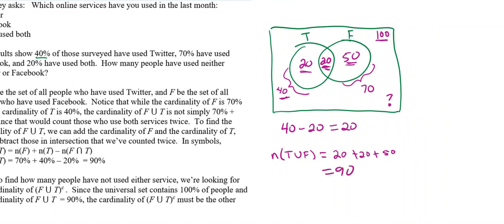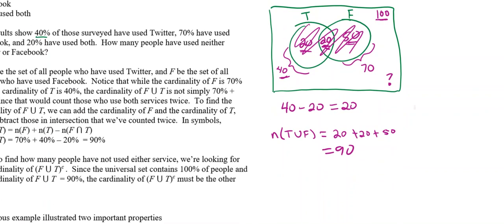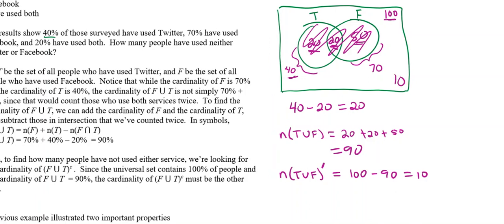Okay, so why is that helpful? Because we're looking for everything but that, right? So if that's what the union is, we're looking for everything but that. So lastly, we can say the number of elements in T union F prime, right? Because that's all that means. It means everything not in T union F is going to be equal to our universal set of 100 minus our union, so 90. So that's just going to be 10. Okay, so the answer there would just be 10. So that's how you figure these things out using a picture.